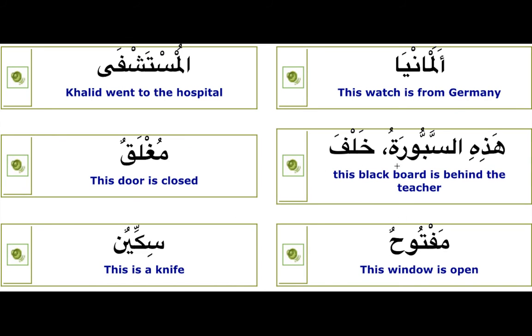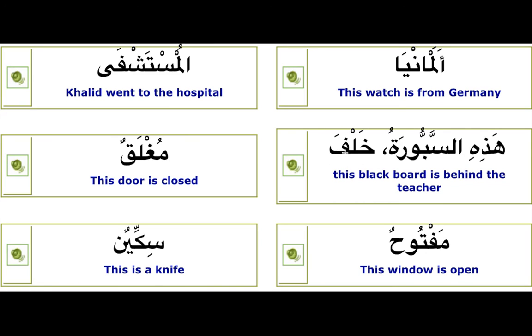So this is just a quick revision again. So this watch, so now we have to put this and bring a badal for it. So here the badal is watch. So how do you say it? Hadihi saatu. Watch is feminine, saatu. Hadihi saatu. From is min. So min Almania. This watch is from Germany. Hadihi saatu min Almania.